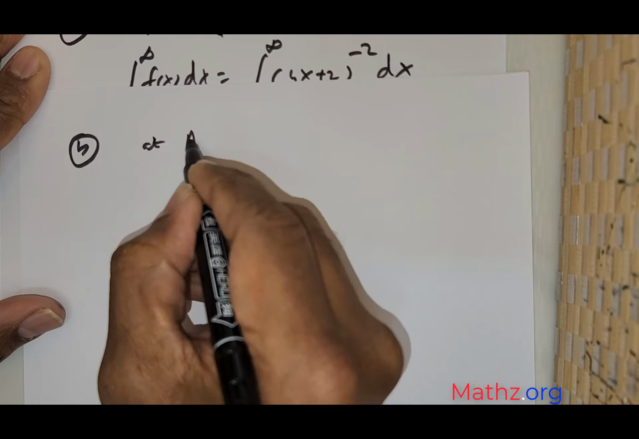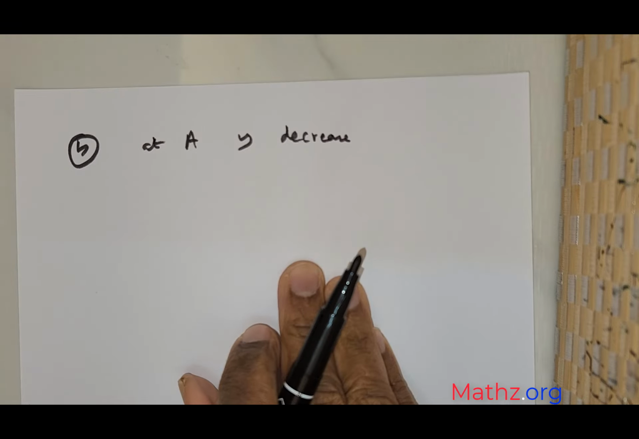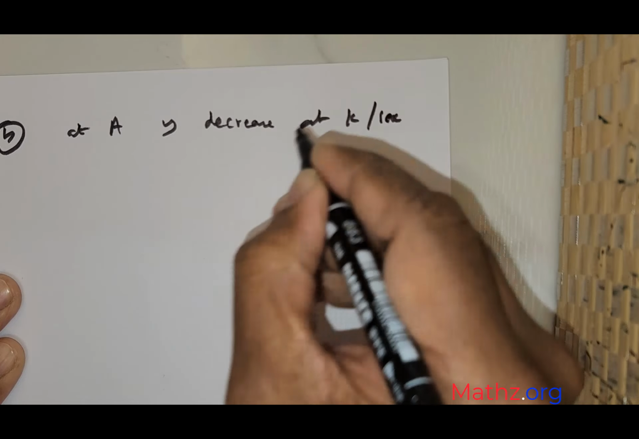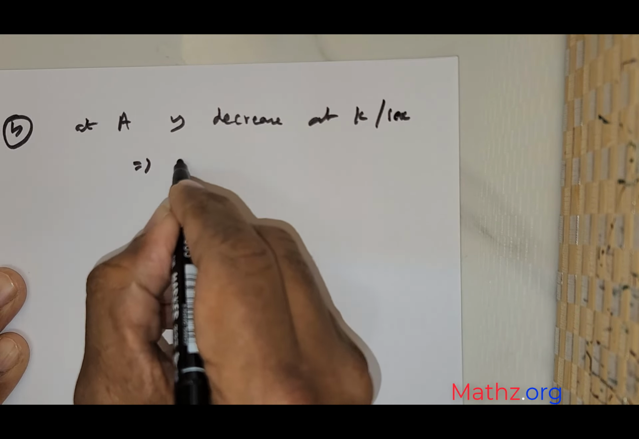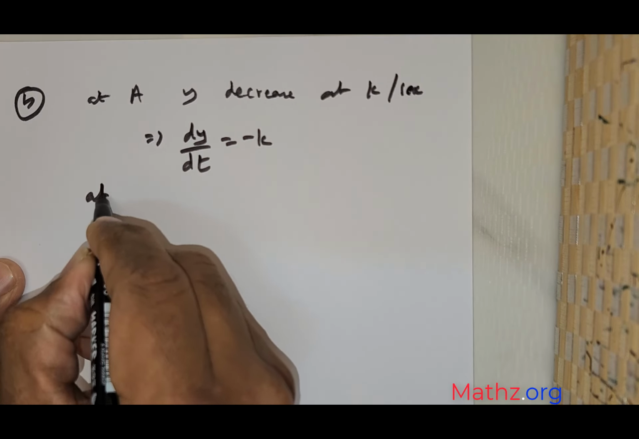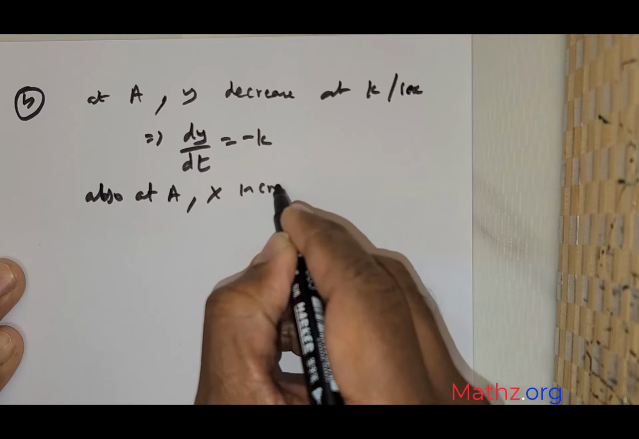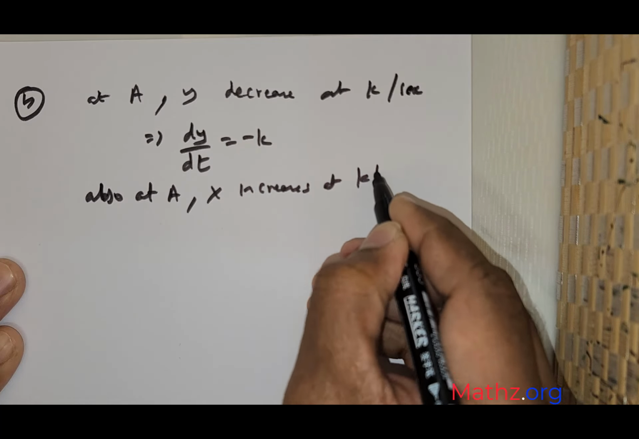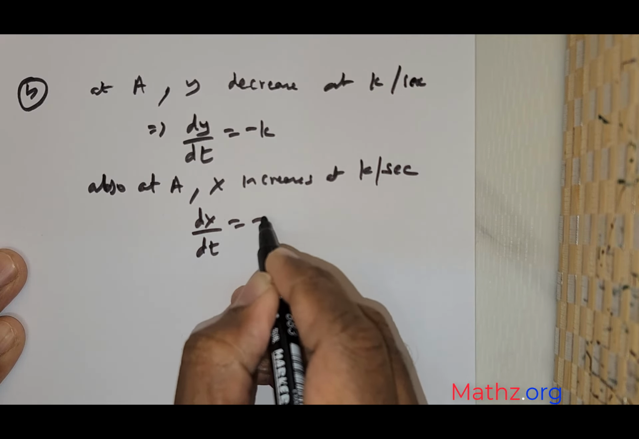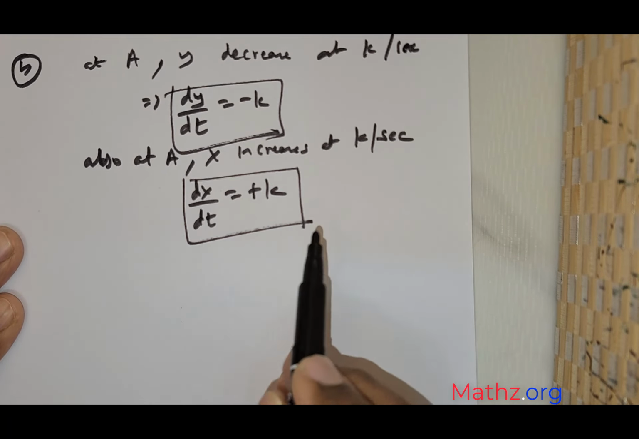So at A, y decreases. What is the rate? y decreases at k units per second. This is exactly what is given, right? So this means dy/dt is equal to negative k. Also at A, x increases at k units per second. So this means dx/dt is equal to positive k. So two systems you will have to establish.